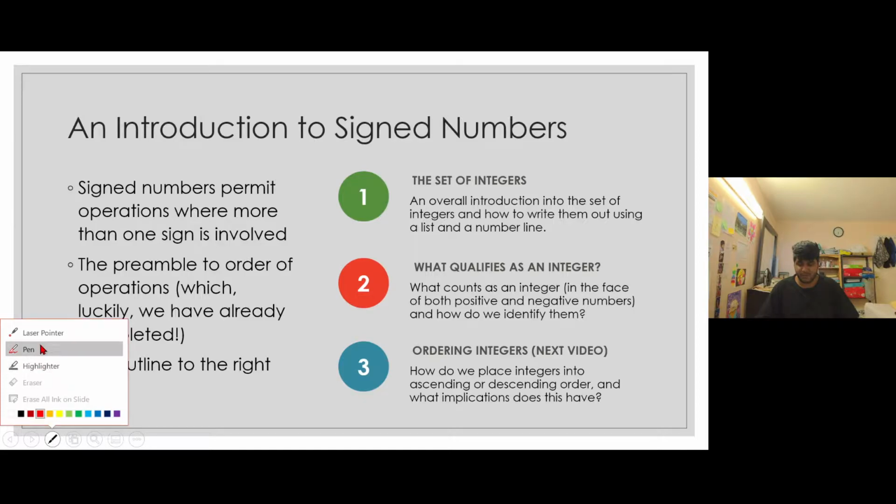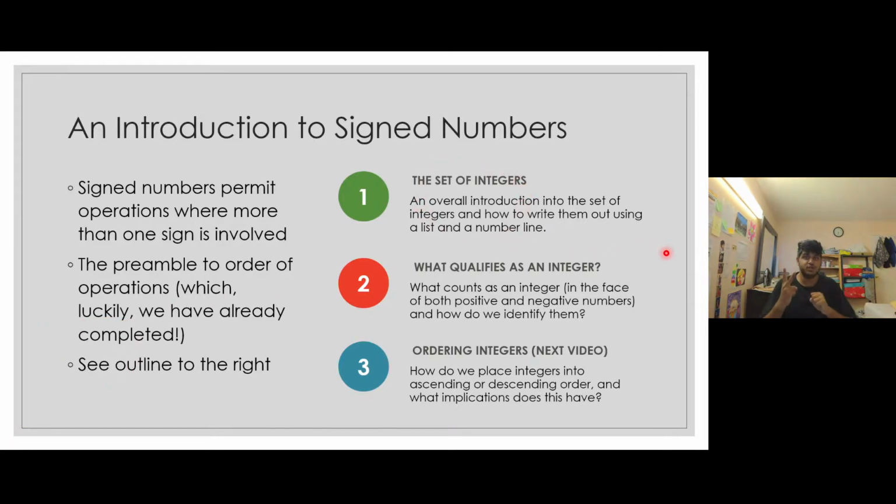First, we're going to talk about the set of integers. So how do we write them out? There's two major ways, a list and a number line. We're going to talk about both of them and how we use them.